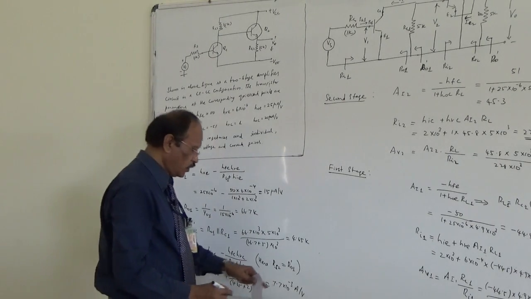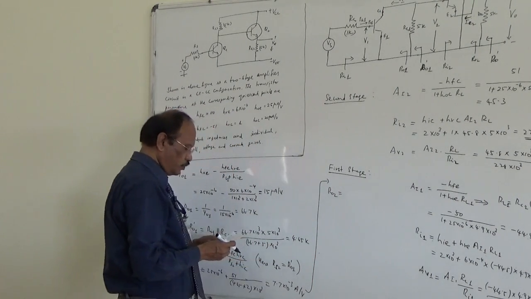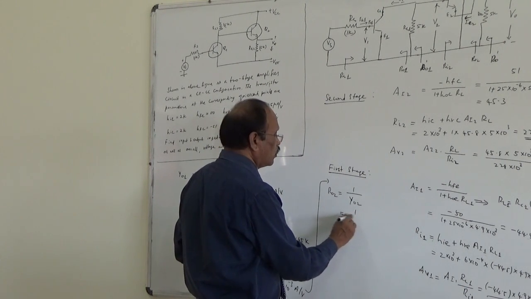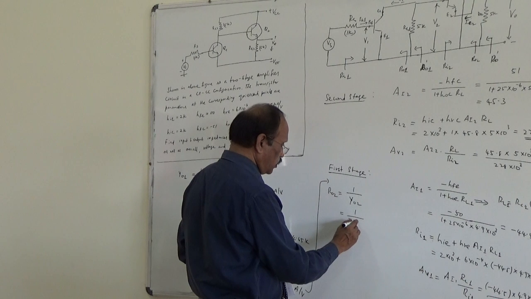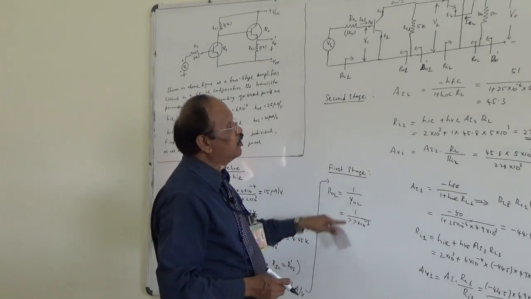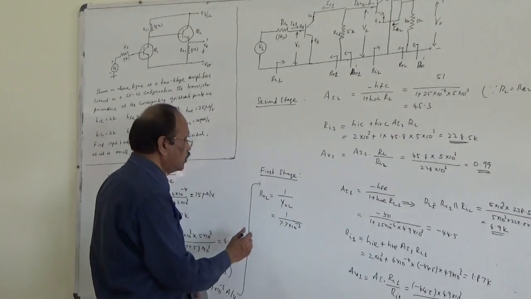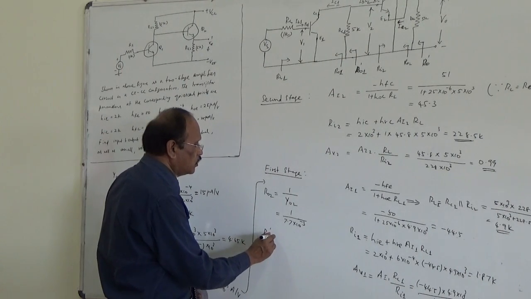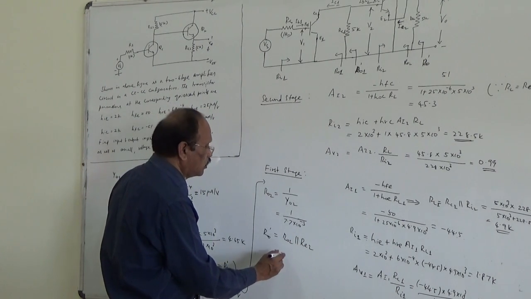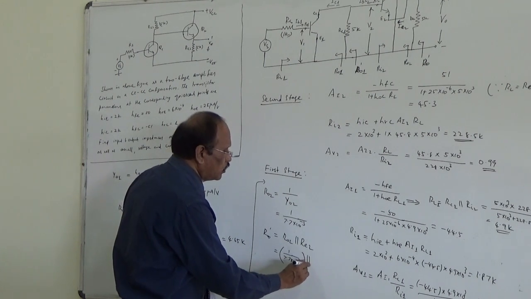So now we can determine from this RO2. So RO2 you will get 1 by YO2, so that's equal to 1 by 7.7 into 10 power minus 3. Okay. So again this has to be combined with, so this is only RO2, but I have to take again the load resistance in combination to get the effective output resistance. So RO2 dash is equal to RO2 parallel RE2. So we can take this 1 by 7.7 into 10 power minus 3 with 5K.